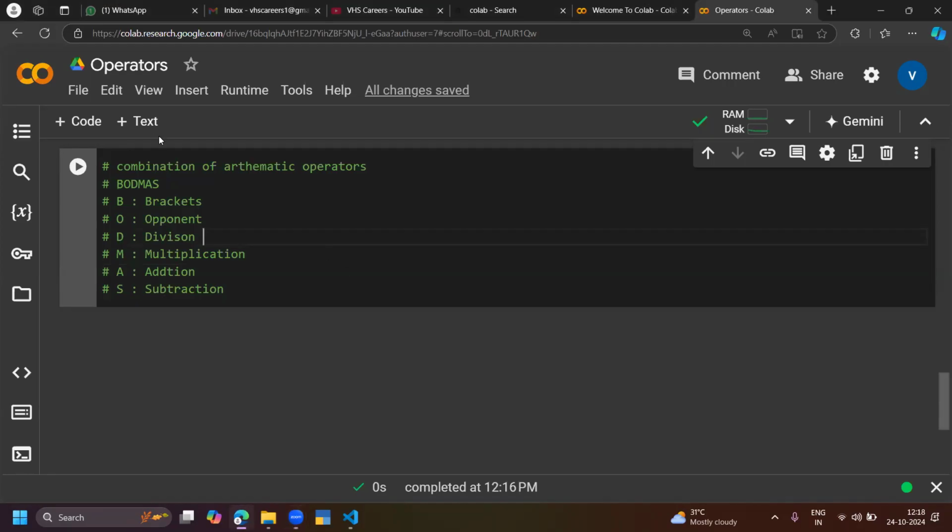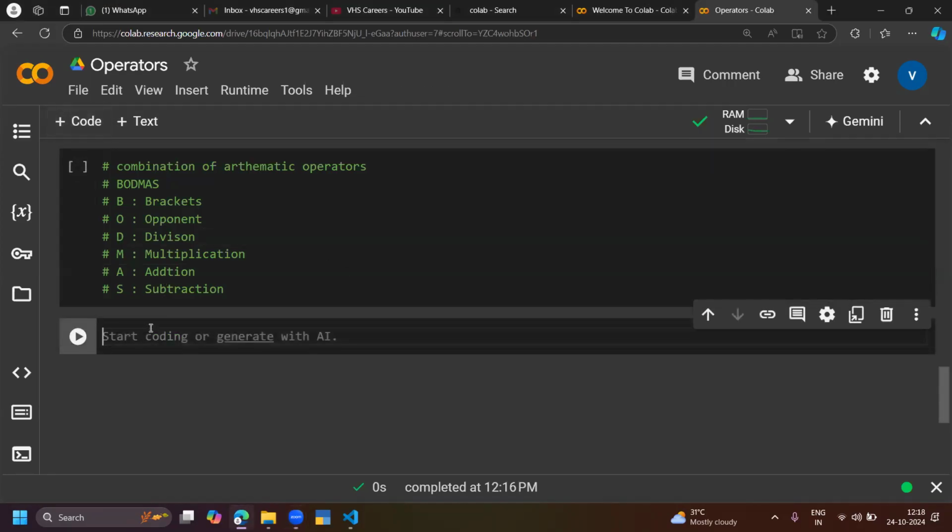Okay, let me give one small code so you can tell me the answer. Let me give small numbers: 3 into 5 minus 1. What is the output of this? This is the kind of interview question that comes in technical interviews, with multiple options A, B, C, D. What is the answer for this?